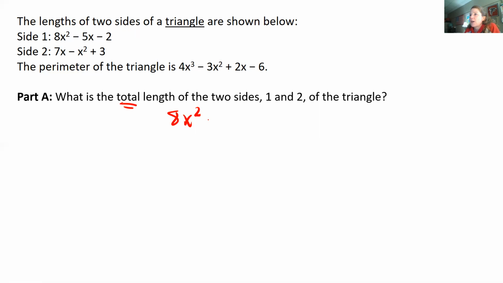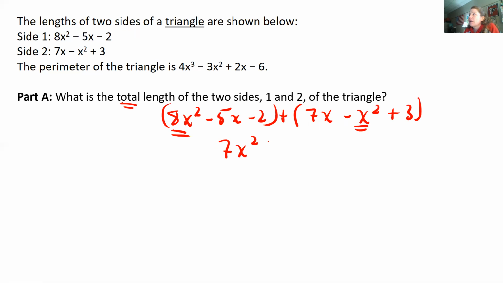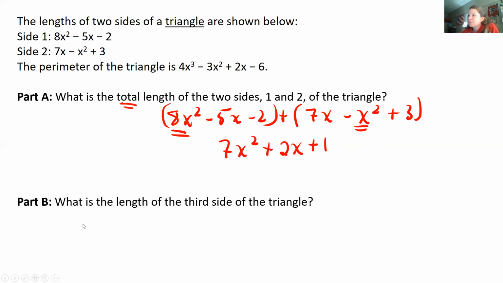So we have 8x squared minus 5x minus 2 plus side 2, which is 7x minus x squared plus 3. Now we're just combining like terms. 8x squared minus 1x squared is 7x squared. Then -5x combined with +7x is +2x. And then -2 plus 3 is +1. So letter A is 7x squared plus 2x plus 1.